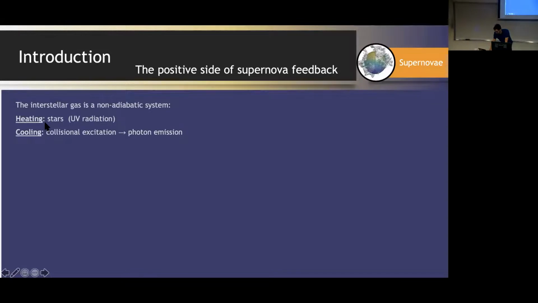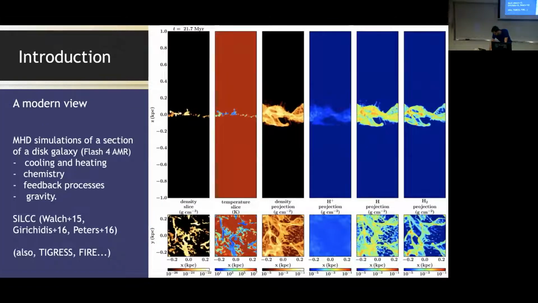Yes? What are the small circles in the density map? These are star clusters that are forming when the density is high enough and the temperature is low. Then they turn on a star particle, and these are the particles that then inject the feedback back into the simulations, of supernovae and winds and so on.